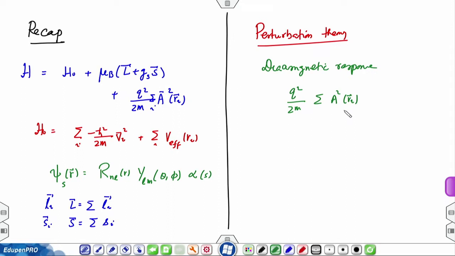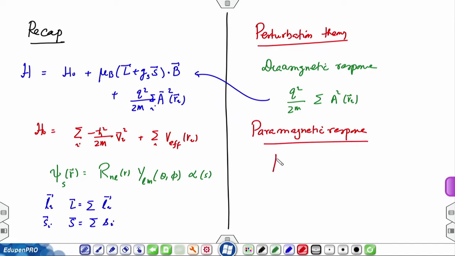The second term, the first term proportional to L plus G S, we had not treated yesterday, and that is what we are going to do today. I forgot to write dotted with B here. Yes, going back here. This term is going to give you paramagnetic response, and for that the term which is responsible is this one.